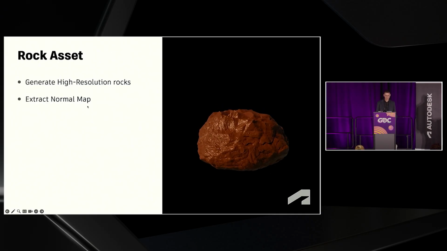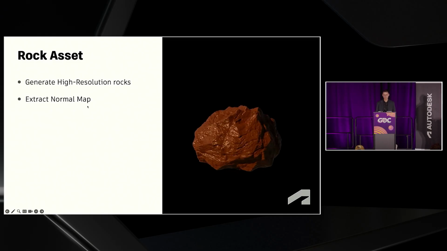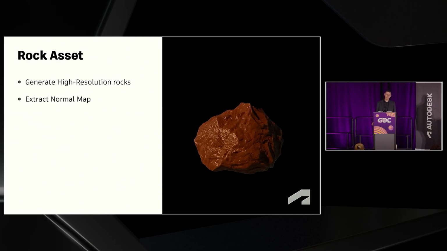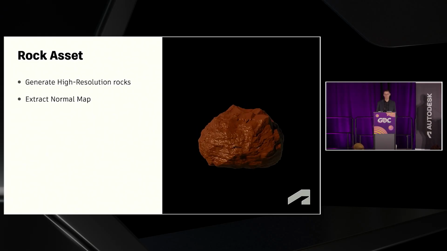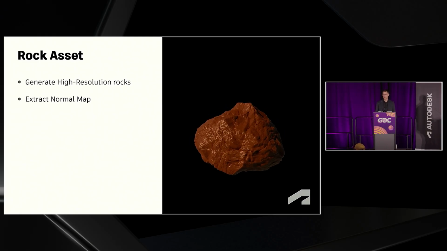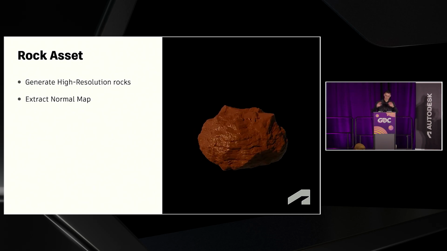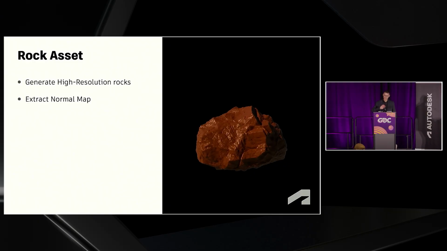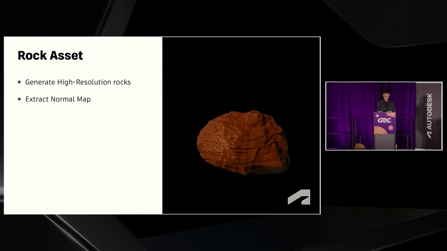Next, the rock asset. So this time, we generate everything in Bifrost. You can guide the generation with some Maya geometries. For example, you can connect a sphere. In this example, we are using a sphere, but you can use a cube or whatever shape that will set the initial shape of a rock, the initial silhouette. And then you've got a lot of control.